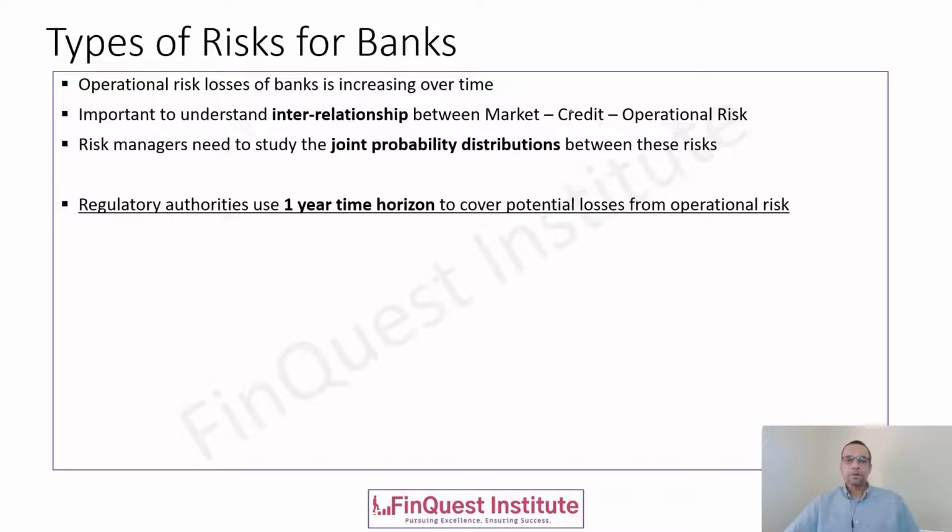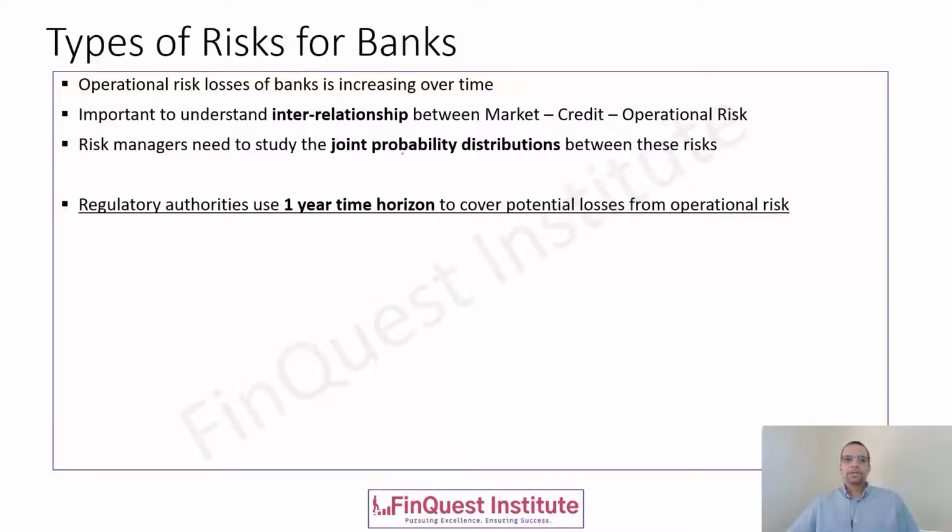So from a risk modeling perspective, it is very, very important to understand the interrelationships between different types of risk so that we are able to build a very robust risk infrastructure which can handle any kind of stresses which build in the system over time, and which do not pose any kind of risk from a regulatory standpoint as well.